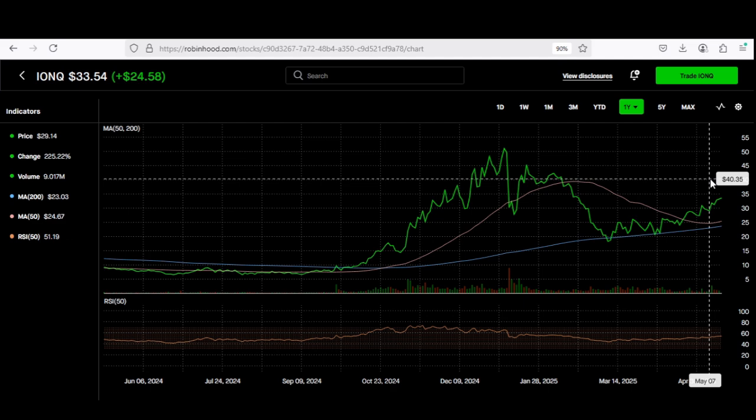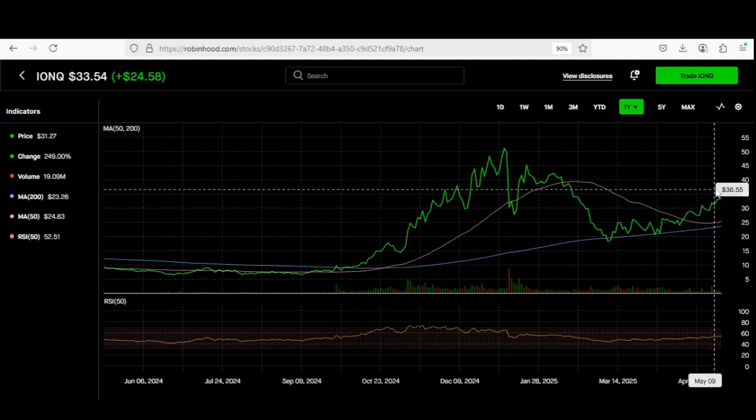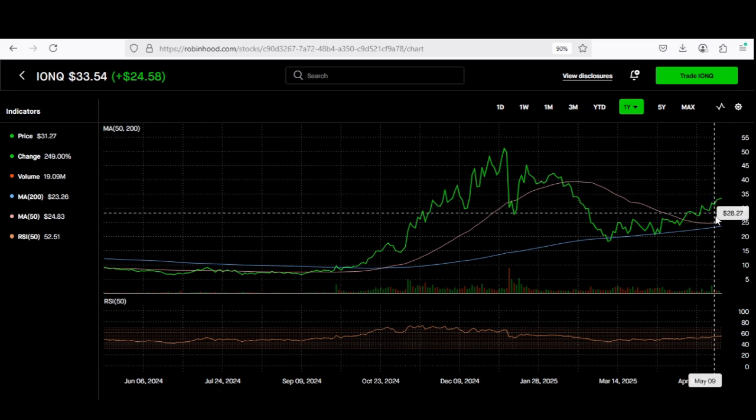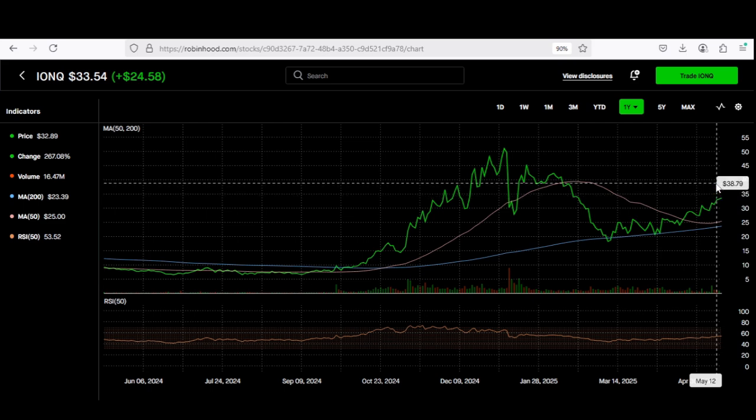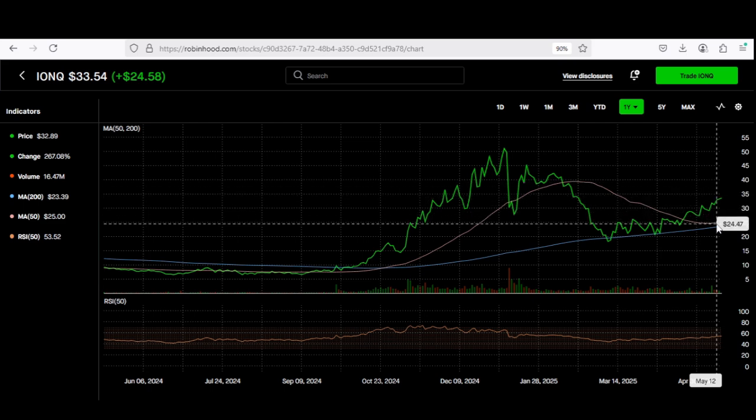Now, the difference between your $30 price and your $40 price represents a $10 change. And your difference between your $30 price and your $25 price represents a $5 change. So that tells you that there's more upside than there is downside. So that's one way in order for you to read the chart if you're very new to options.